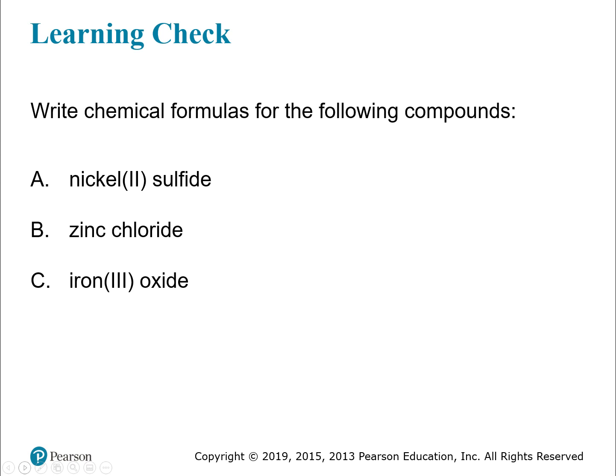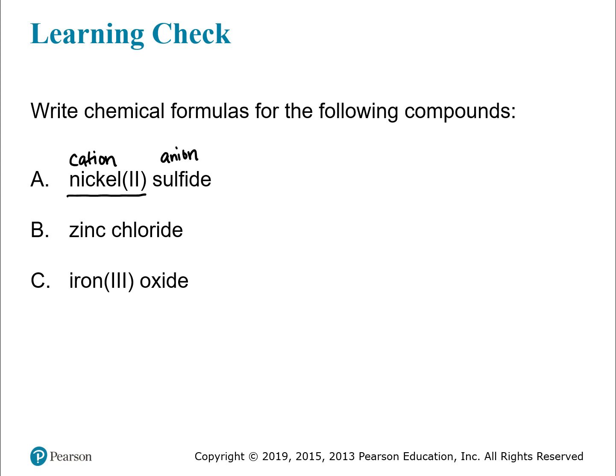So I'll do the first one, and then y'all can try the other two. We're still working with ionic compounds. Ionic compounds have a metal and a nonmetal. The name nickel 2 sulfide gives you a lot of information. Nickel 2, that's the cation. The metal is always positively charged, and a cation is a positively charged ion. The sulfide tells you the identity of the anion.